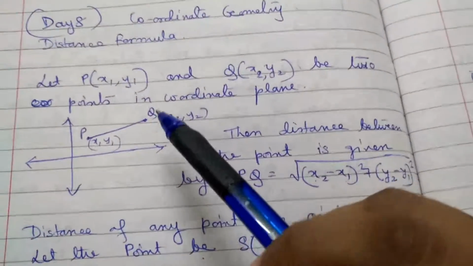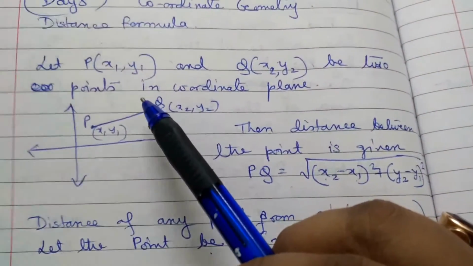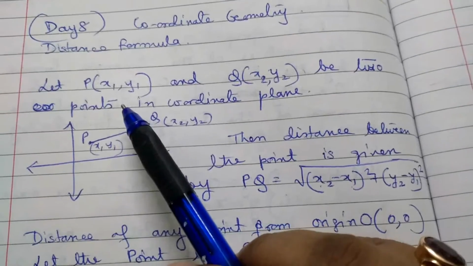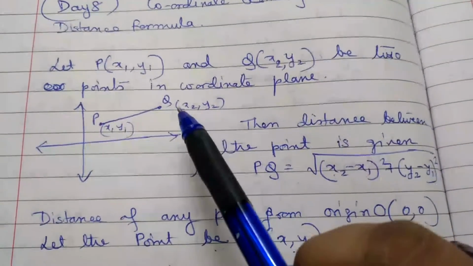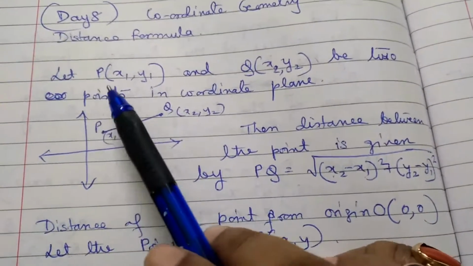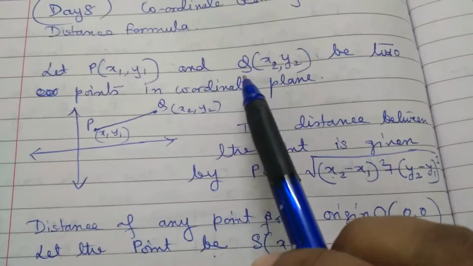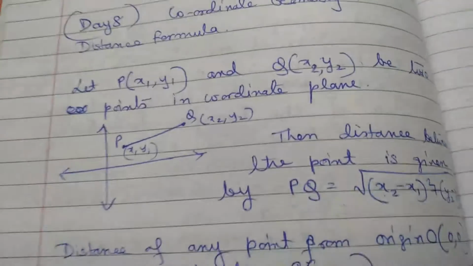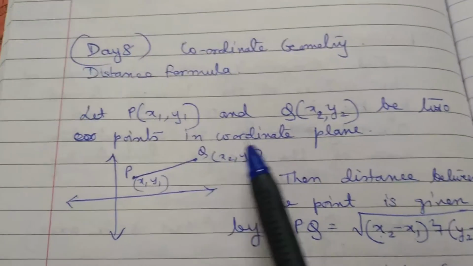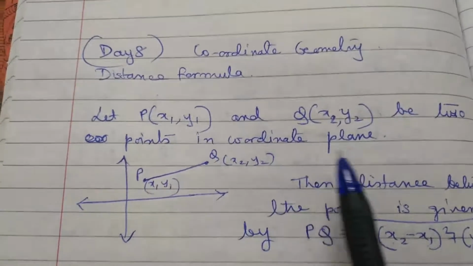Today we will start with the distance formula. Now in the distance formula, I will tell you how to find out the distance between 2 points. Like say a point is given P (x1, y1), another point is given Q (x2, y2). Now these two are the coordinates, these are the points in the coordinate plane.